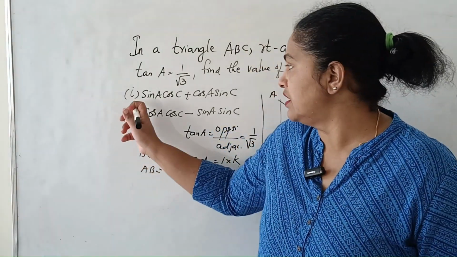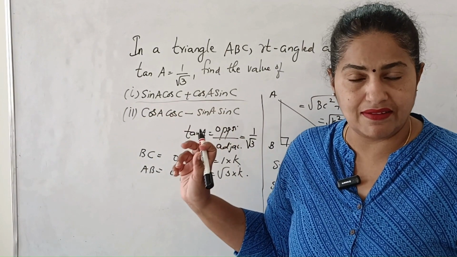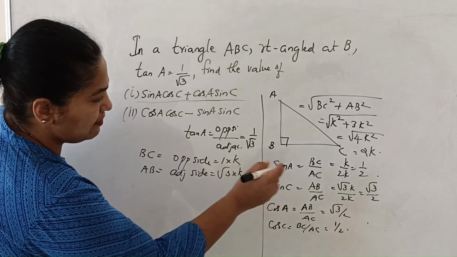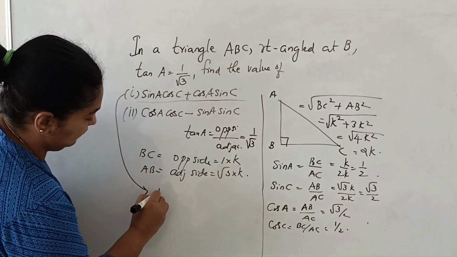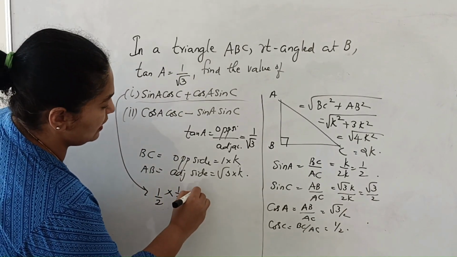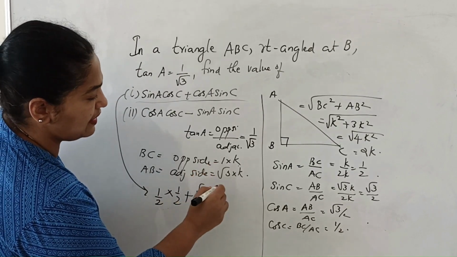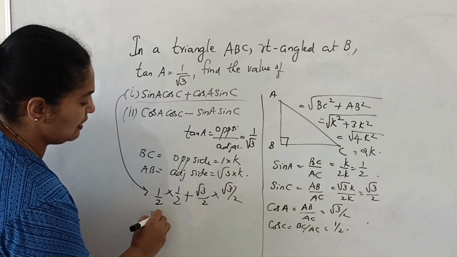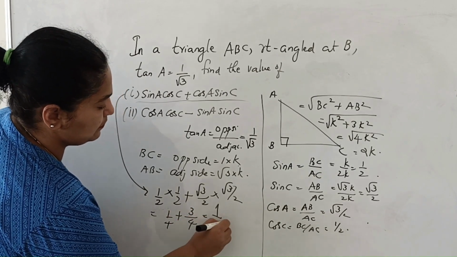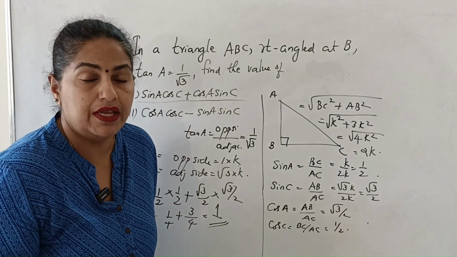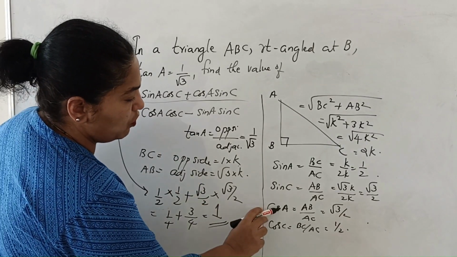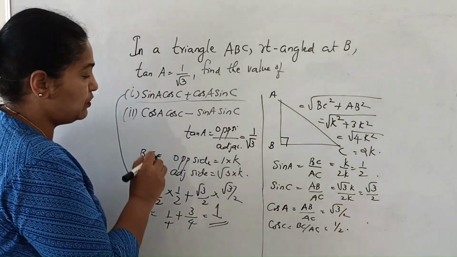Now let me substitute the values of sine A, cos A and sin C in this expression and find out the value. So what is the value of sine A? Sine A is 1 by 2. What is cos C? 1 by 2 plus what is cos A? Root 3 by 2 and what is sin C? Again root 3 by 2. So what will I get? I will get 1 by 4 plus 3 by 4 which is 1. Okay. Now the next one is cos A cos C. What is cos A into cos C? Root 3 by 2 into 1 by 2.